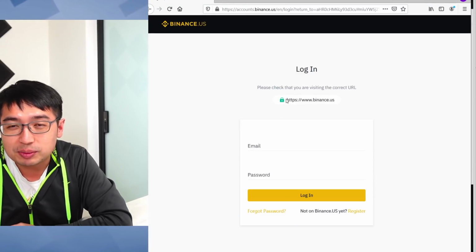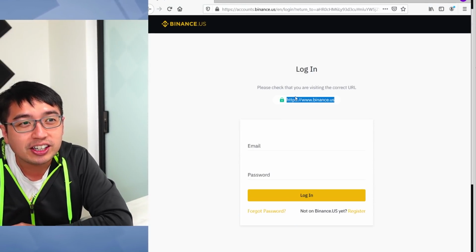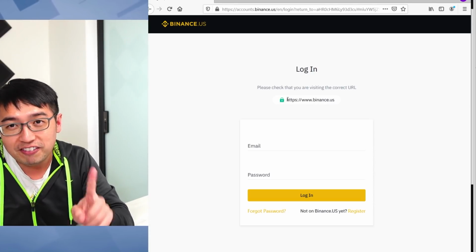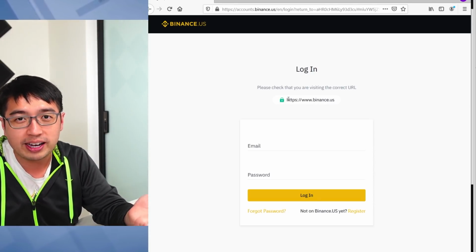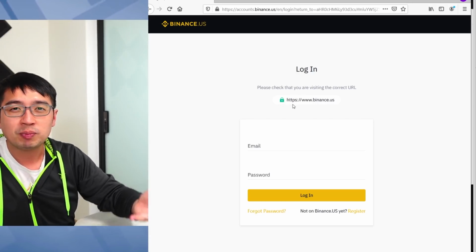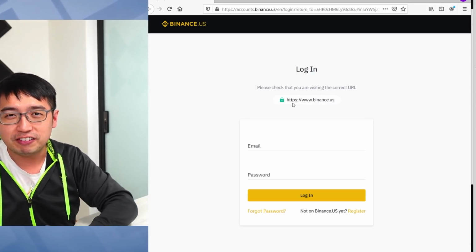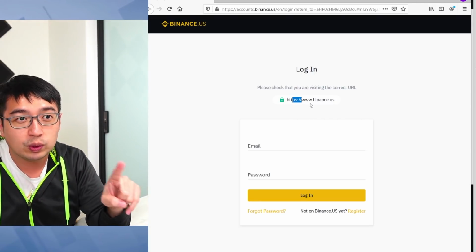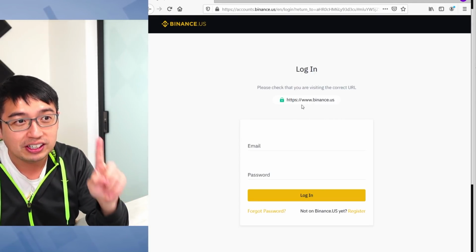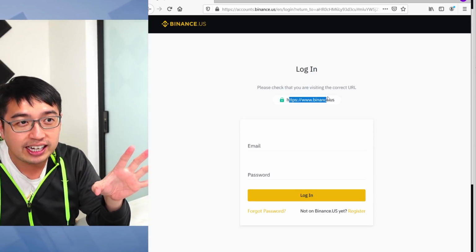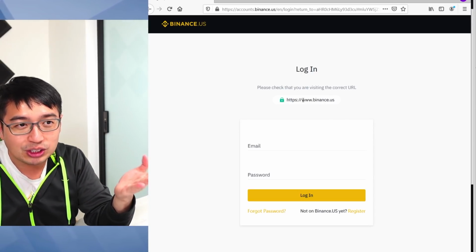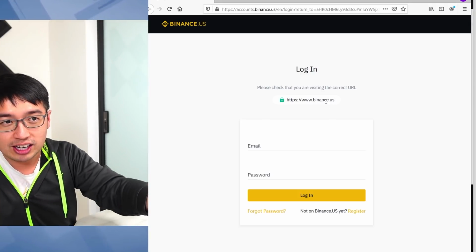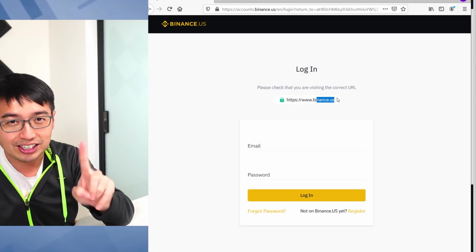Every time you log into Binance, you're gonna see this. You're gonna see the URL of the Binance website. In the event that you log in to Binance through some kind of phishing site, like you get an email, and it's a phishing email that links you to a different domain, it would not say Binance US here. So that is the warning sign. Every time you log into Binance US, make sure you see this. If you're logging into Binance.com, same thing, just Binance.com.